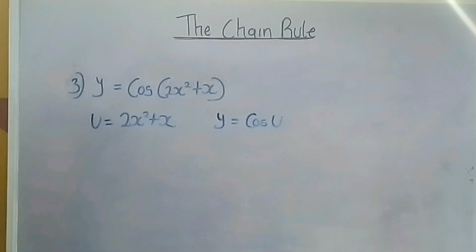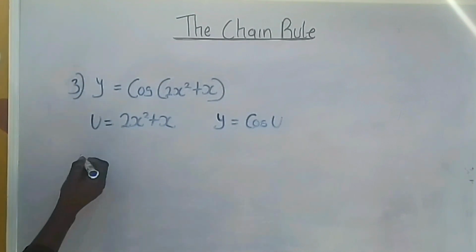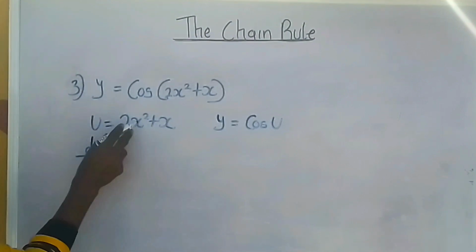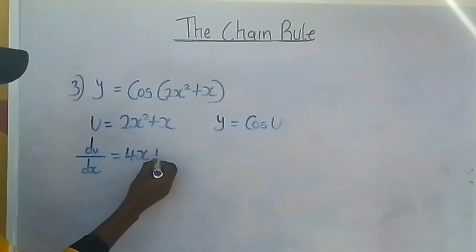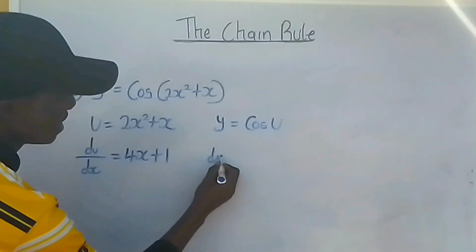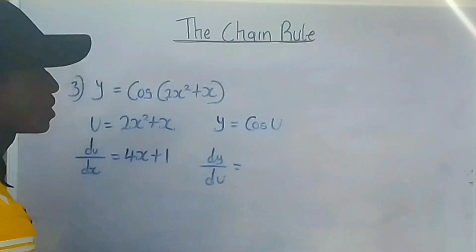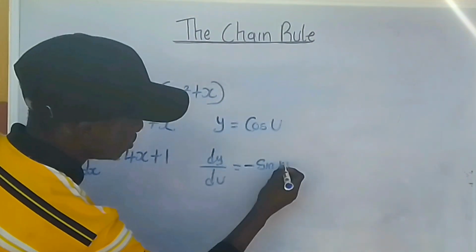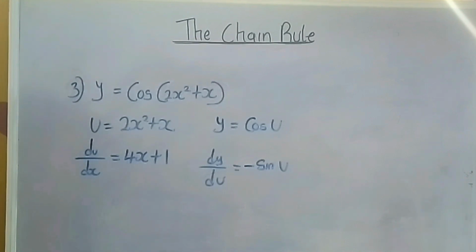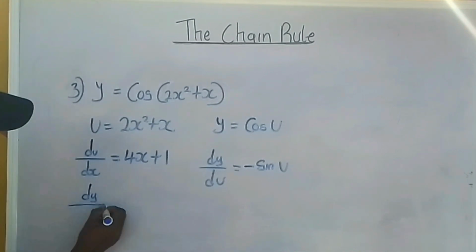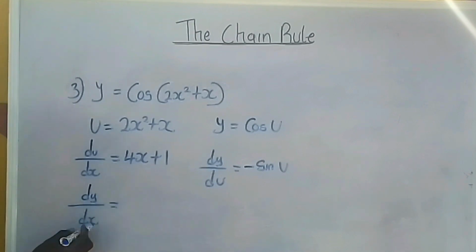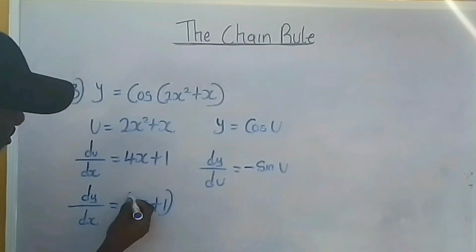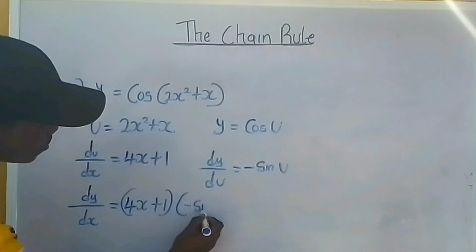The next thing is to differentiate the inner function and the outer function. Therefore, I'm going to have the du over dx is equals to 4x plus 1. The dy over du is equals to, if you differentiate cos u, you are going to get minus sine u. Don't forget, the dy over dx is equals to the du over dx, which is 4x plus 1, multiplied by minus sine u.